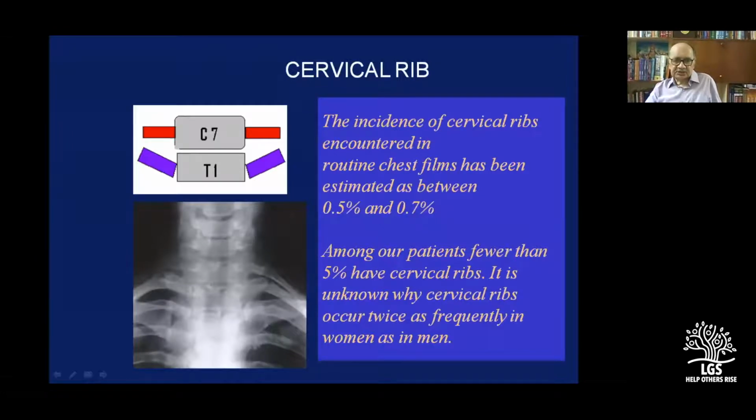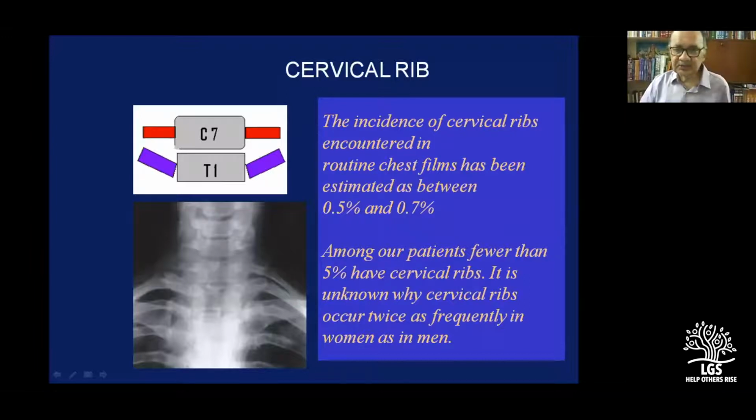See, this is to easily recognize a cervical rib. C7 is your cervical rib, which is transverse. T1, which holds the first rib, is pointing upwards. So if you have a downward one, it is not a cervical rib, it is only a T1 rib, T1 spine.